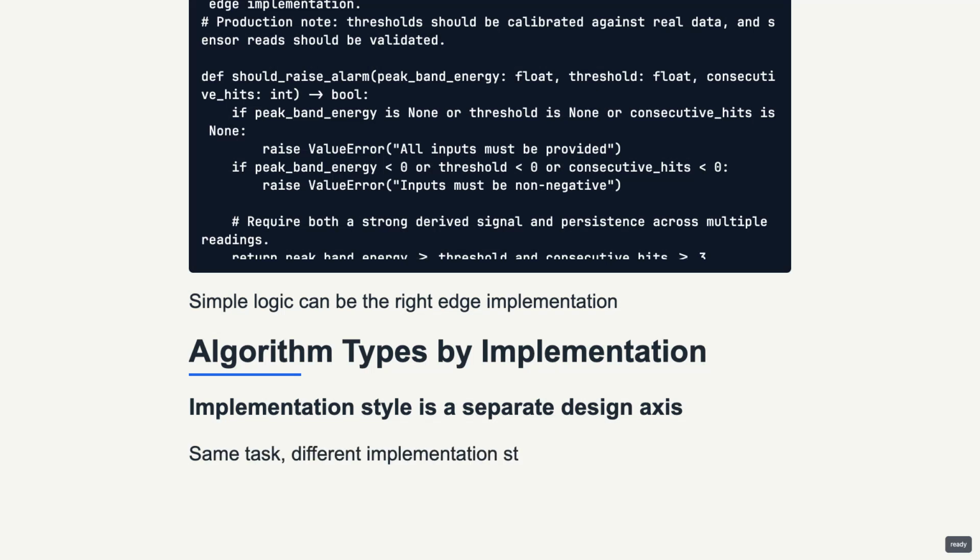A system can detect danger in several ways: with hand-coded conditionals, with a classical model trained from data, or with a small neural network. On the edge, those choices change memory use, latency, portability, explainability, and how much auditing effort the field team needs.